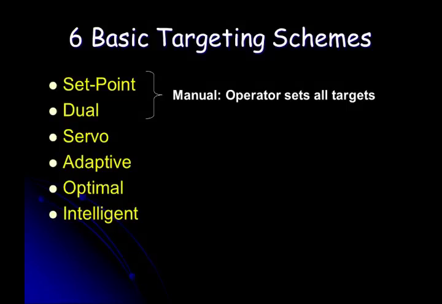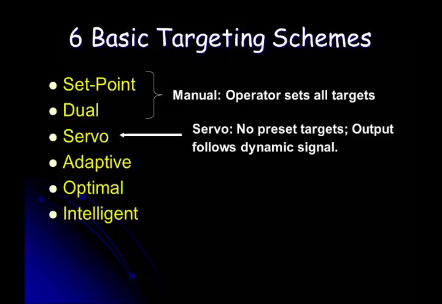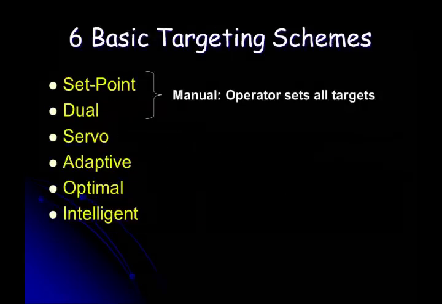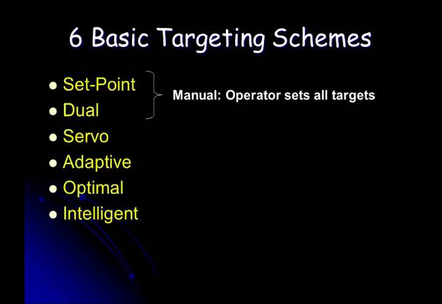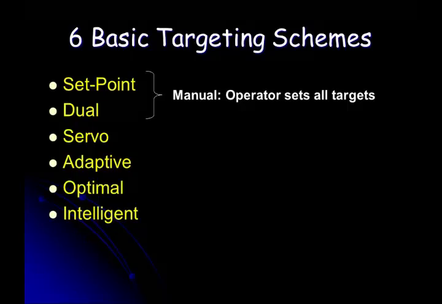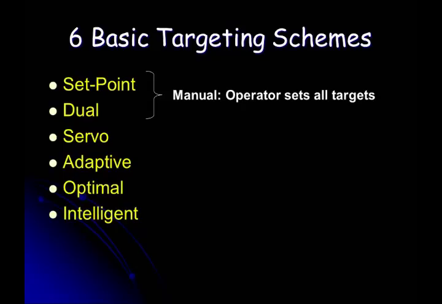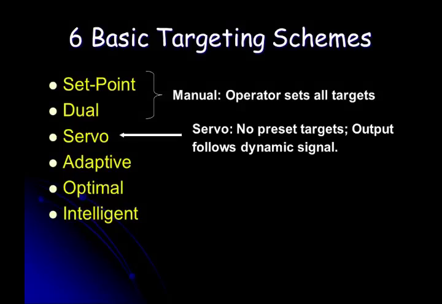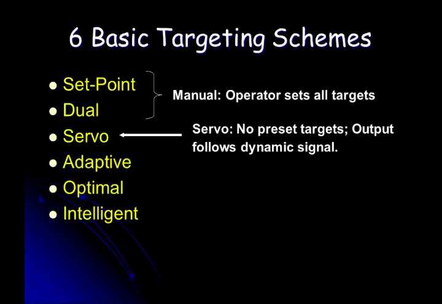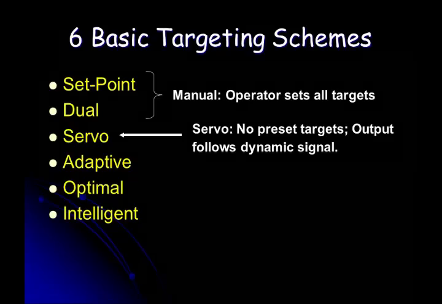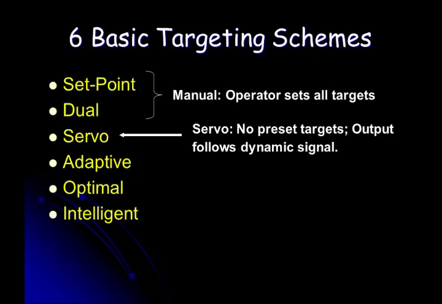Okay, all right, so let me go through these. With set point and dual, and this is what we call a target, I set up everything. I go ahead and I tell the ventilator, this is what I want. These are basically open loop systems. With servo, there's basically a generalized target that we have, but it's changing as we go. And I know that's kind of nebulous, but I'll explain what I'm talking about as I go through these.